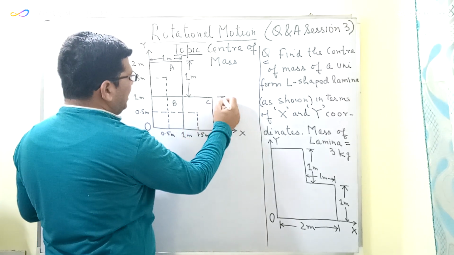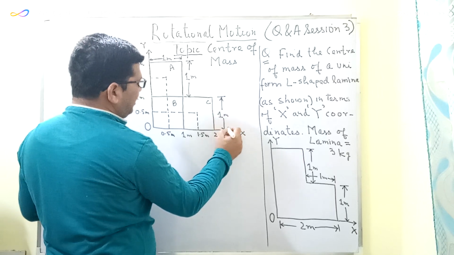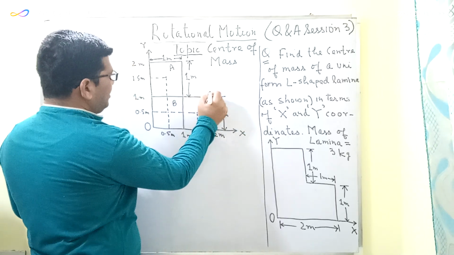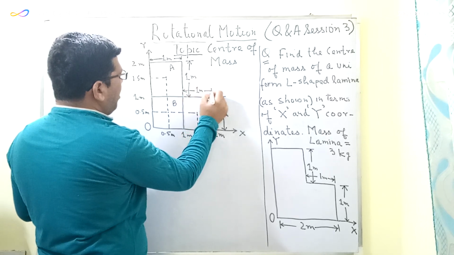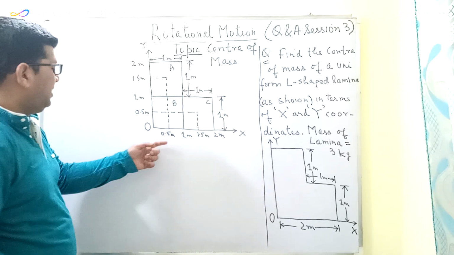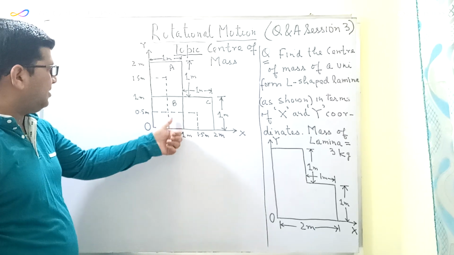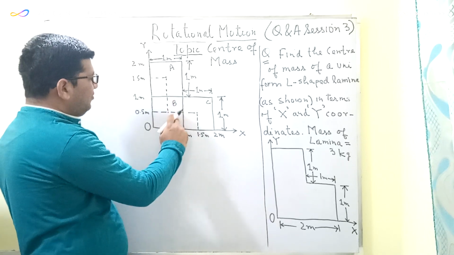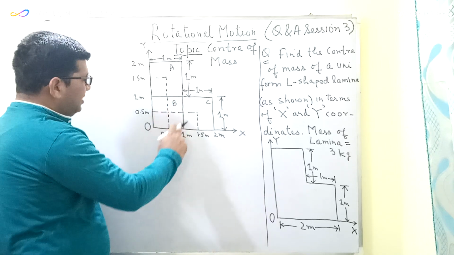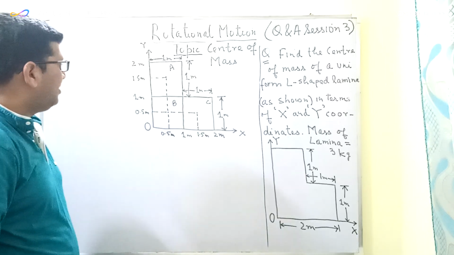The length of the lamina C is also 1 meter, and its width is also 1 meter. Now this is 1 meter, and the length and width of this portion of the lamina, which I have indicated as B, is also 1 meter. Its length is 1 meter and its width is also 1 meter.